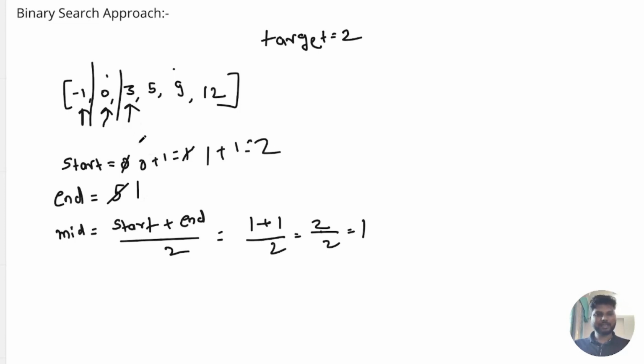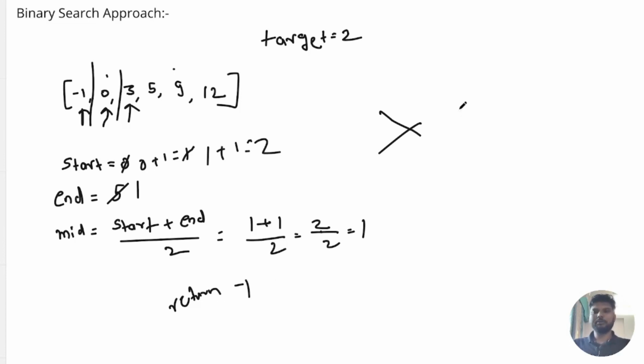So can there be a condition where start is greater than end? No, right? So we have reached the end of our search and we haven't found the element. Okay, in this case we will return -1. Okay, so hope you are clear with the case where the element doesn't exist in the array.